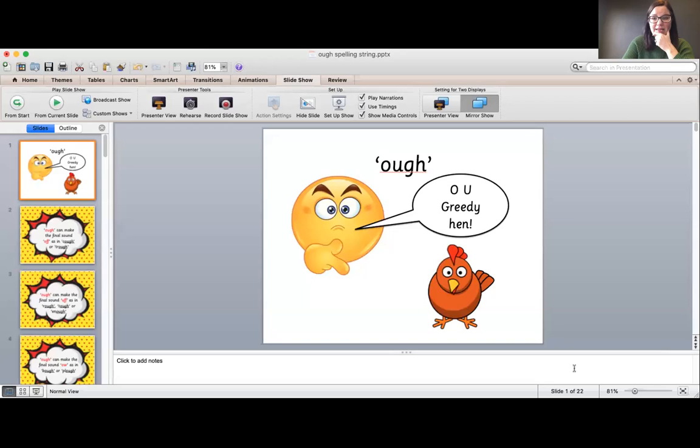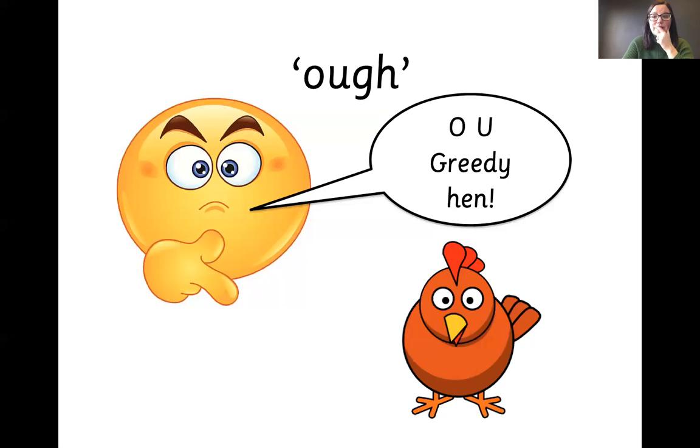Hi Year 6, I've come to do a bit of spelling with you again, and this one is actually a pretty tricky one. I'll show you what it is, and then you will know straight away. I think straight away you'll go, oh yeah, it's a tricky one. O-U-G-H, it's a tricky one.